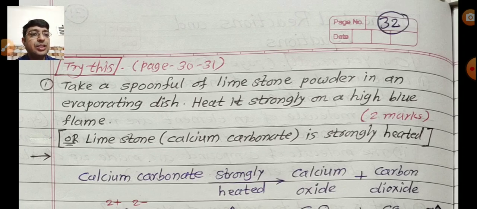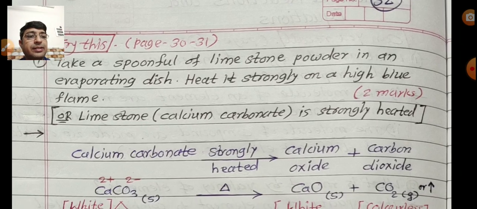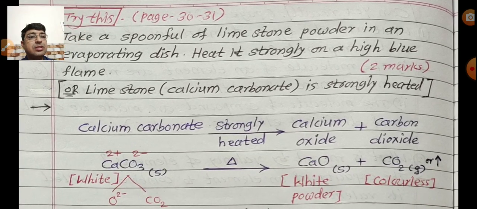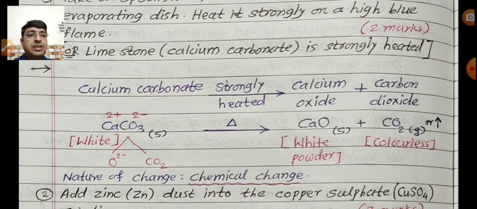Limestone means calcium carbonate is strongly heated. So how do we write the chemical reaction that we learned last year also? Calcium carbonate, condition given: strongly heated, forms calcium oxide plus carbon dioxide gas is released. So see the formula. First step, we write the word equation, and in the second step we write the correct molecular formulas.